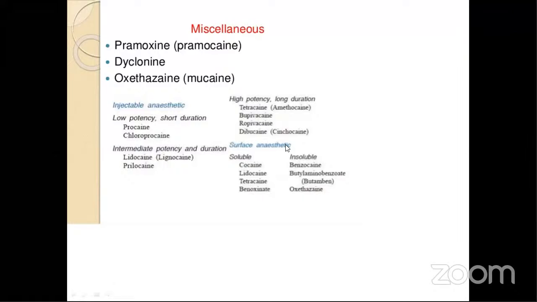Then surface anesthesia means they are applied on the surface of the skin. These are again two types: soluble drugs and insoluble drugs. Soluble are cocaine, lidocaine, tetracaine, and benoxinate. Insoluble means benzocaine, butamben, and oxethazaine. So these are some of the drugs you should remember, and based on this you can get MCQ questions.